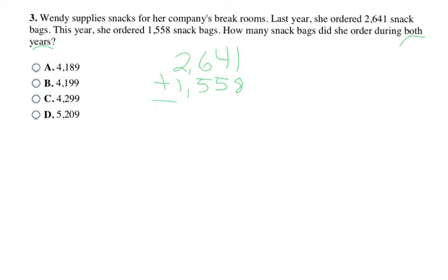And then I'm going to add them. 1 plus 8 is 9. 4 plus 5 is 9. 6 plus 1 is 11. So I write down the 1 and carry the other 1. And then 2 plus 1 is 3, plus 1 is 4. So if I think about the fact, how many did she order both years, the 4,199, that answer makes sense. So my answer here is B.